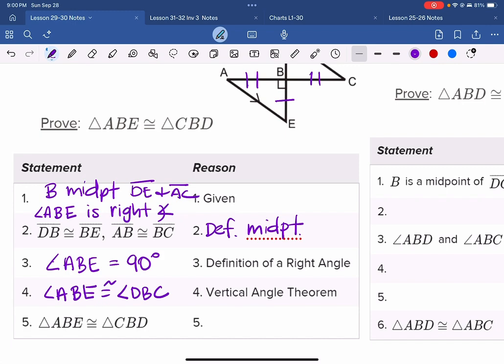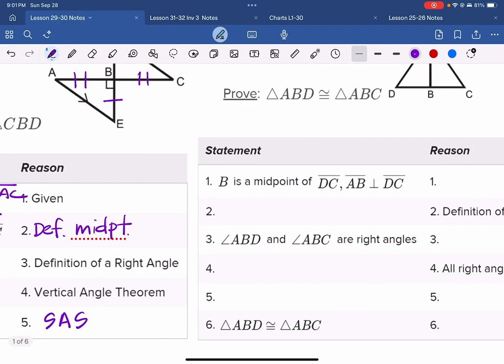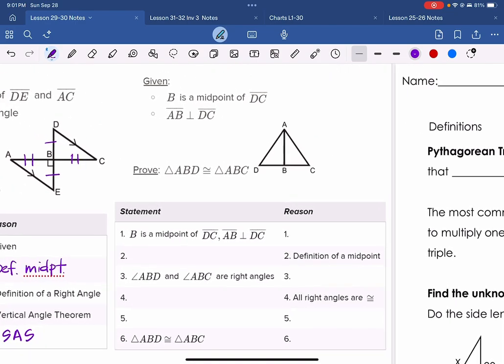And then, last but not least, we can prove that these 2 triangles are congruent due to side angle side, which is what we're learning right now. All right, one more of these 2 column proofs.